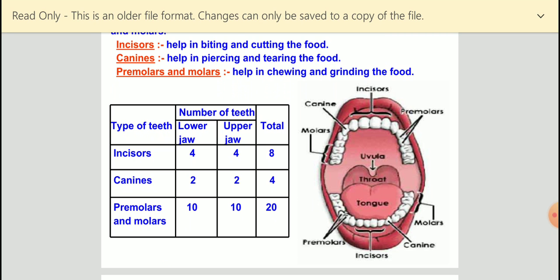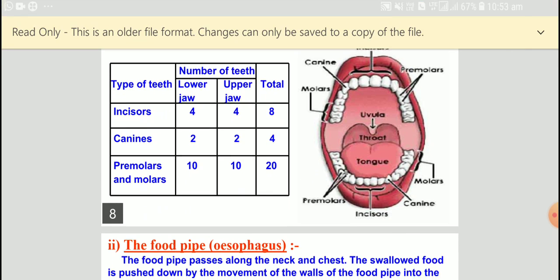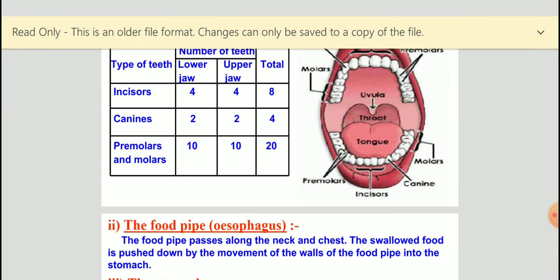Now next, canine. See the canine. In the upper jaw, 2 canines. Lower jaw, 2 canines. The total number will be 4. Now, premolar: upper jaw 10, lower jaw 10. Premolar and molar I combine, they are 10 in number. The total number will be 20. Now you add 20 plus 4, 24. 24 plus 8, 32. Clear? The total number of teeth in our mouth is 32.